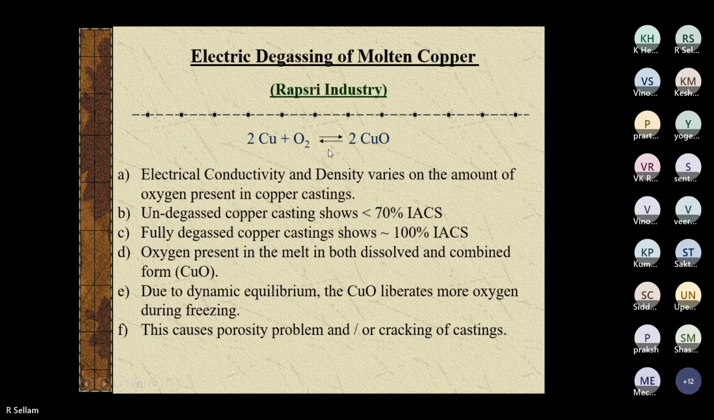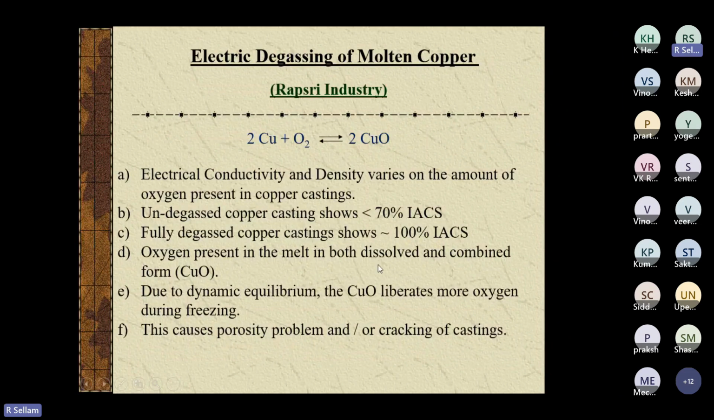Now, the case of the industry, degassing of molten copper. Molten copper and oxygen form copper oxide, but it is a reversible process. So electrical conductivity and density vary on the amount of oxygen present in the copper casting. Undegassed copper casting shows 70% IACS, International Annealed Copper Standard. Fully degassed copper casting shows 95 to 100 IACS.